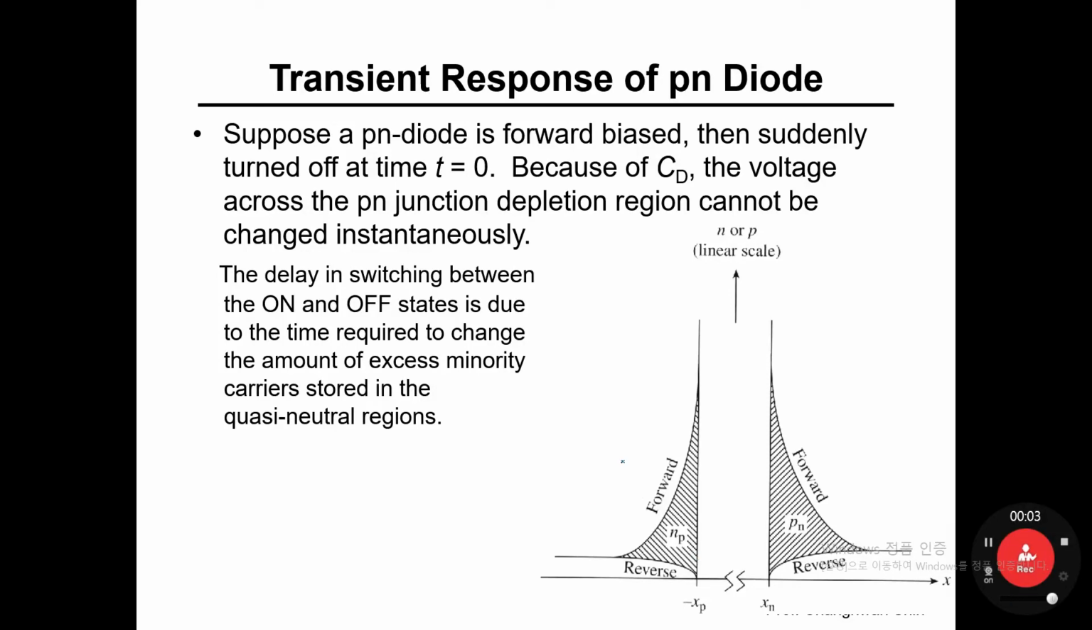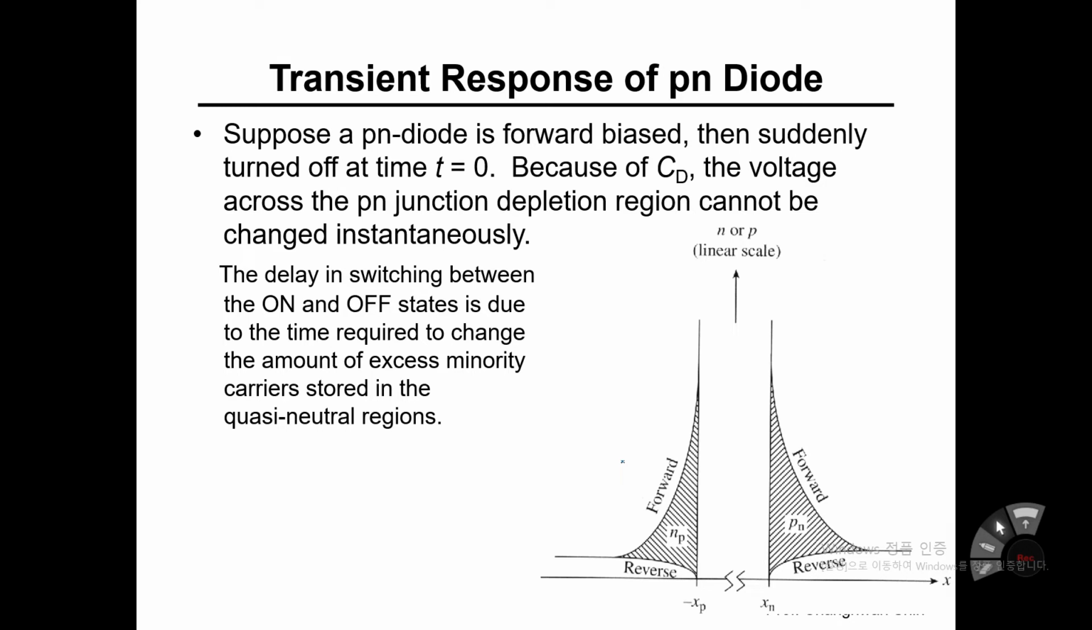Okay, so in this movie clip, we are going to study the details on transient response of PN junction diode. So transient response indicates that we are going to switch. We are going to turn on the PN junction diode, or we are going to turn off the PN junction diode. However, think about the original state before turning the diode off.